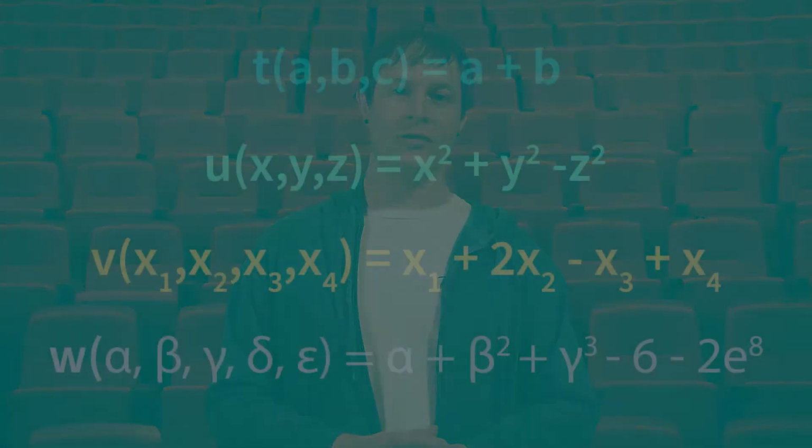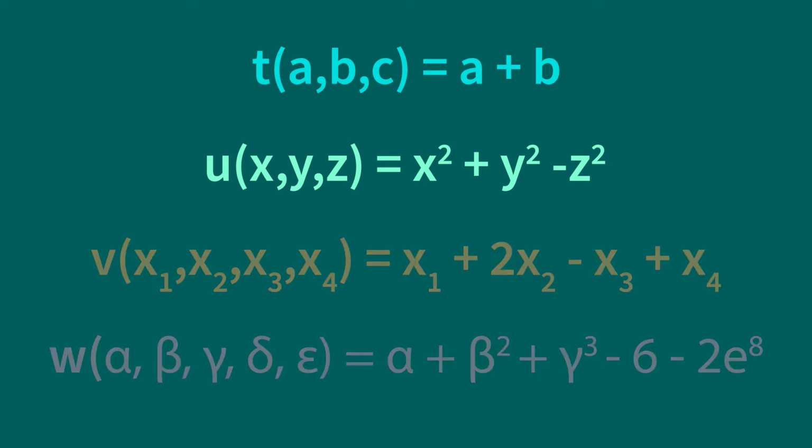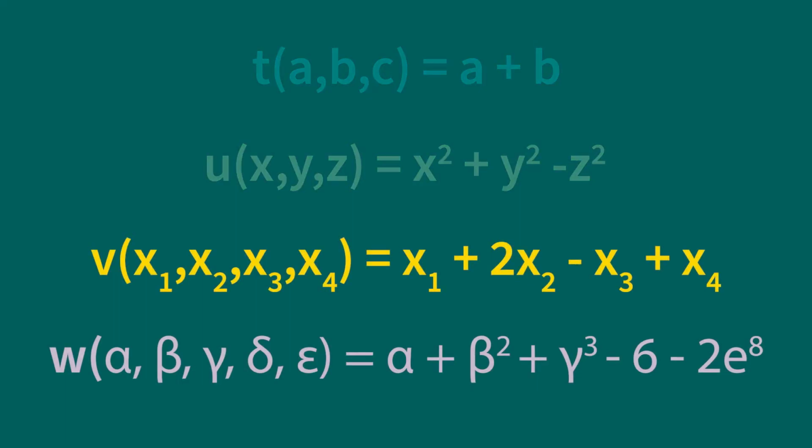Additionally, you can have multivariate polynomials, which are polynomials in two or more variables. Here are some examples of multivariate polynomials. We say that the first two expressions are polynomials in 3 variables, and that the third and fourth expressions are polynomials in 4 and 5 variables, respectively. If you are unsure about why this is the case, then pause the video and try to figure it out for yourself. Now, why should we care about polynomials?